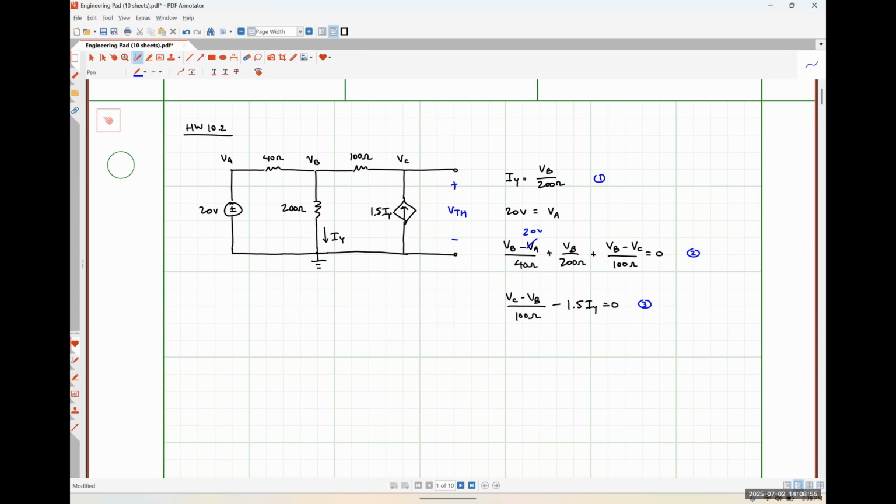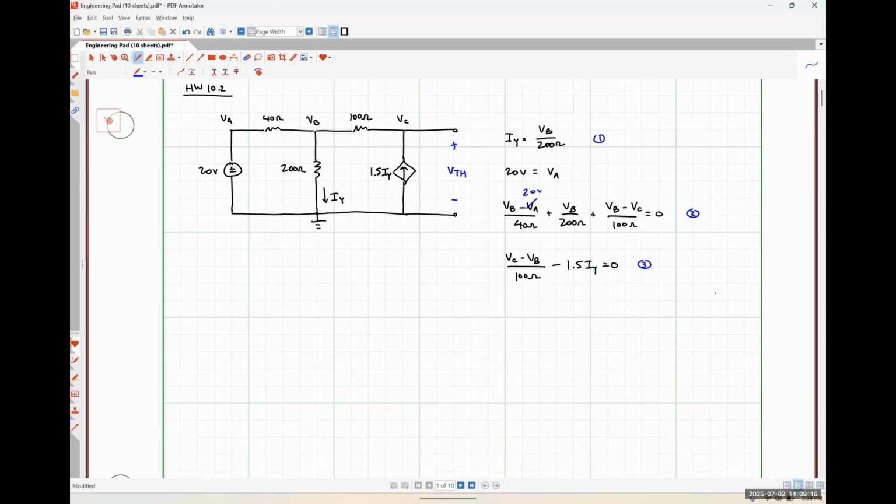In my last equation, my coefficient for VB is -1 over 100. My coefficient for VC is positive 1 over 100. And my coefficient for IY is -1.5. My constant term is 0. So solving this, I get VB is equal to 200 over 9 volts.